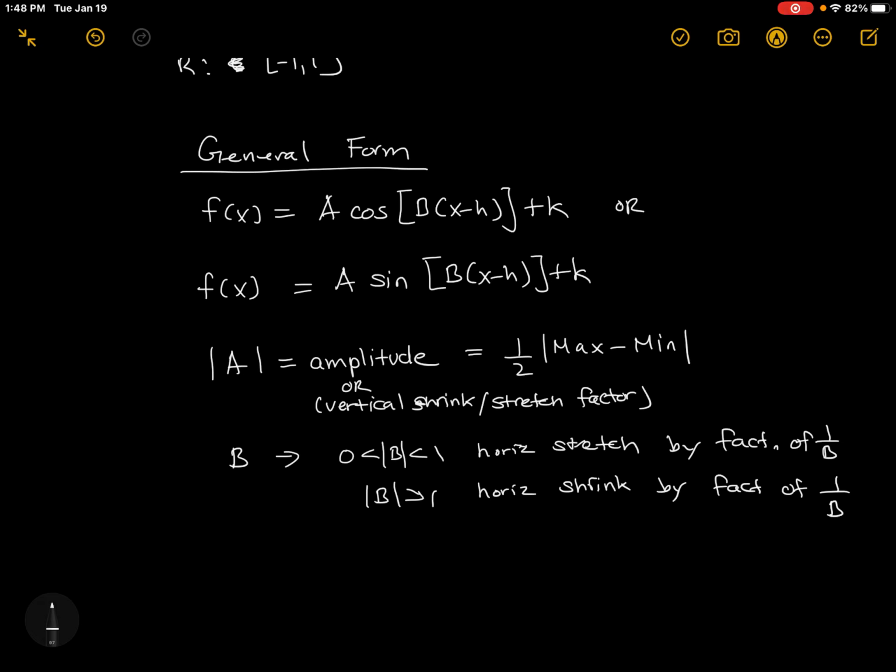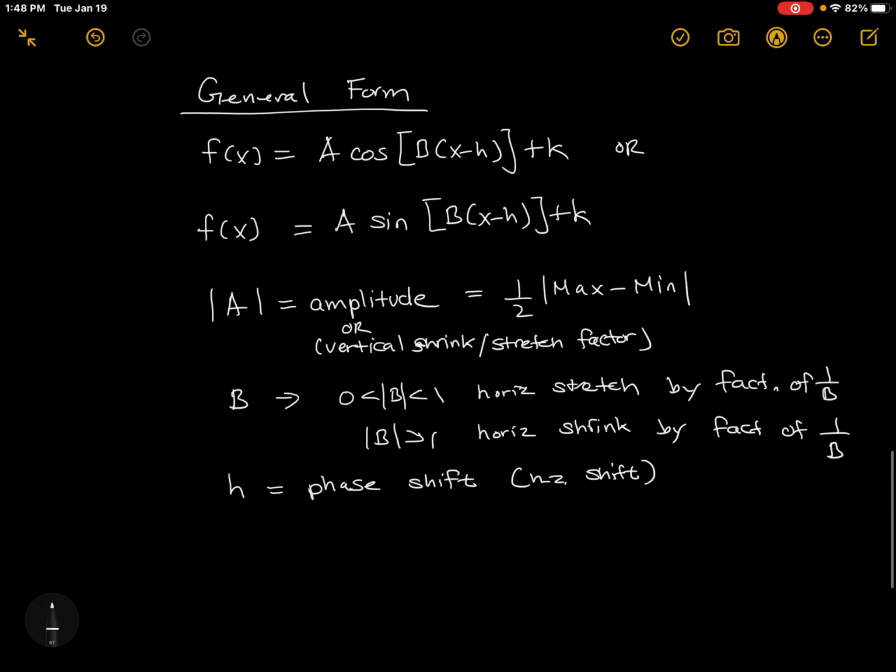Now h is also your horizontal shift. But actually, in the context of sine and cosine graphs, they call it a phase shift. Just different vocabulary, but it's the same thing as a horizontal shift. And of course, your k is your vertical shift, which you learned from transformations.